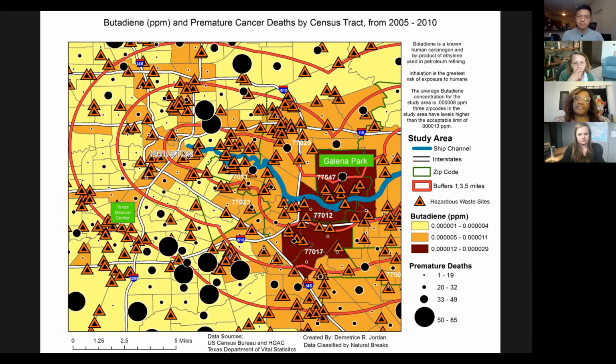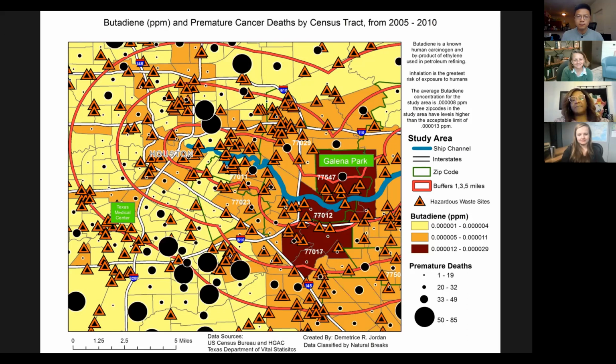In the 2005 to 2010 period, the burden of deaths are downwind from the shipping channel once again, but still in close proximity to clusters of hazardous waste sites. And the hazardous waste sites are indicated by this orange and black triangle. I tried to go with a color that was very dramatic.